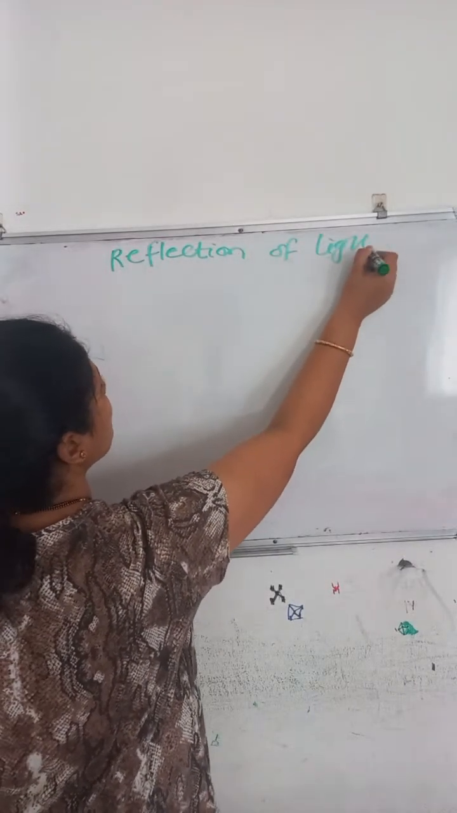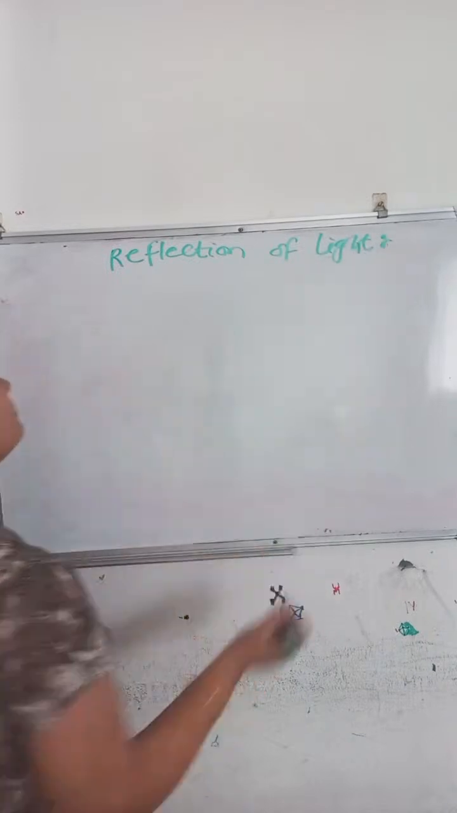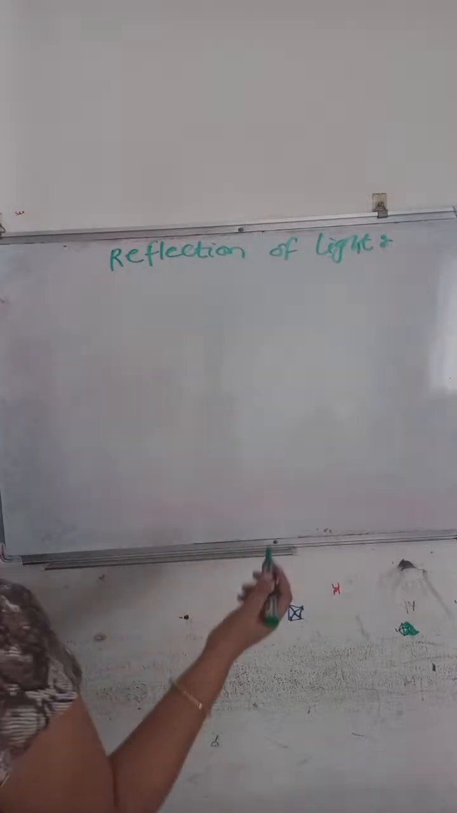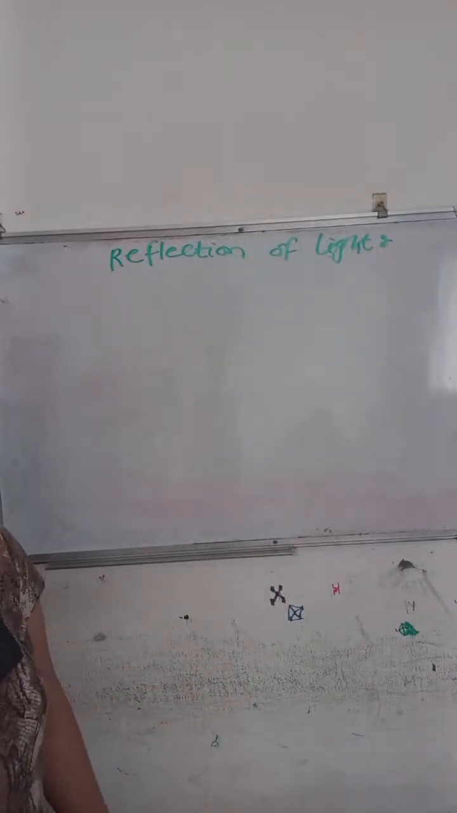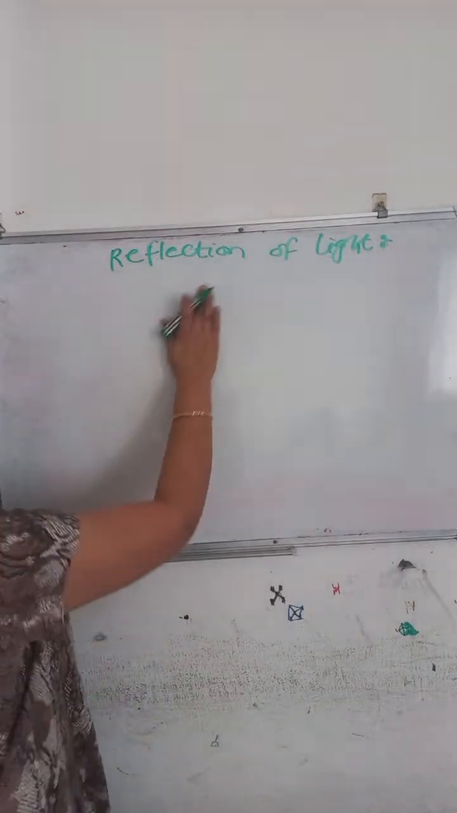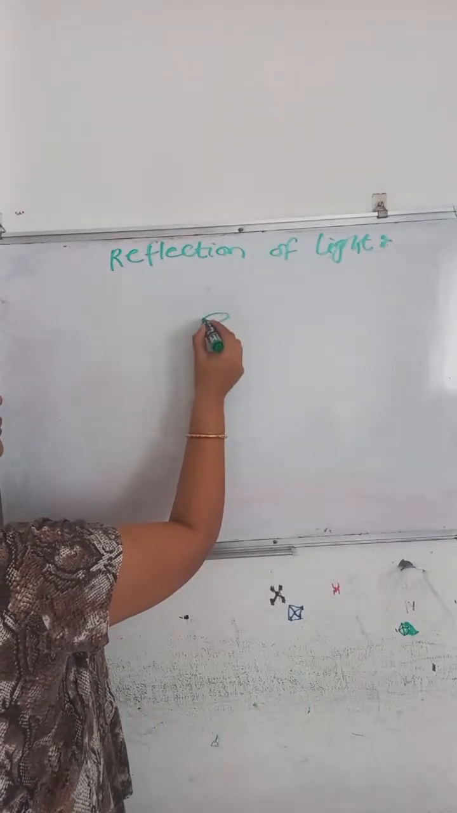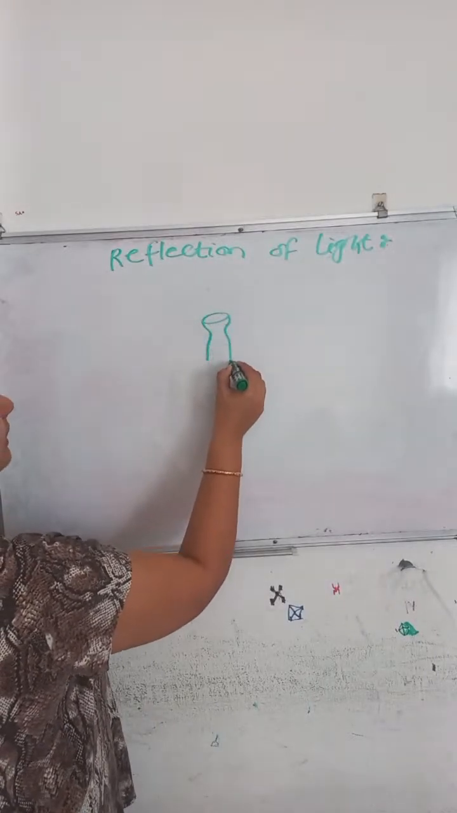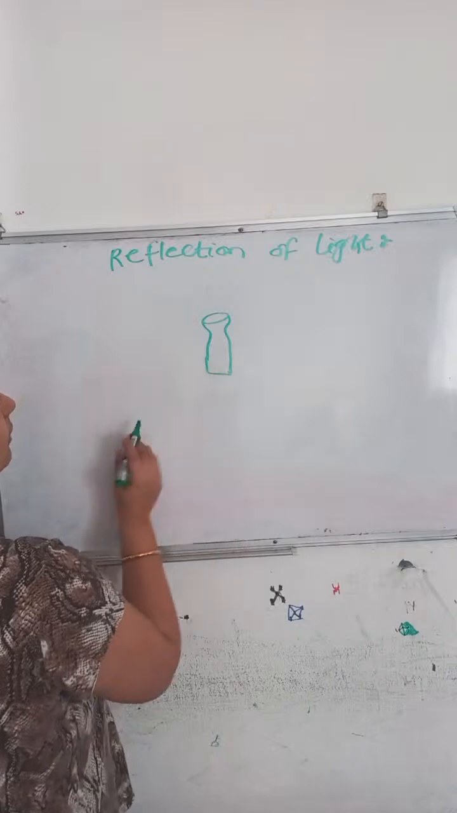Reflection of light. Okay, very important. Now what do you mean by reflection of light? I told you, light is one kind of energy or radiation which travels in a straight line. Suppose I kept an object over here, something like one water bottle or one pot. So here, what will happen?